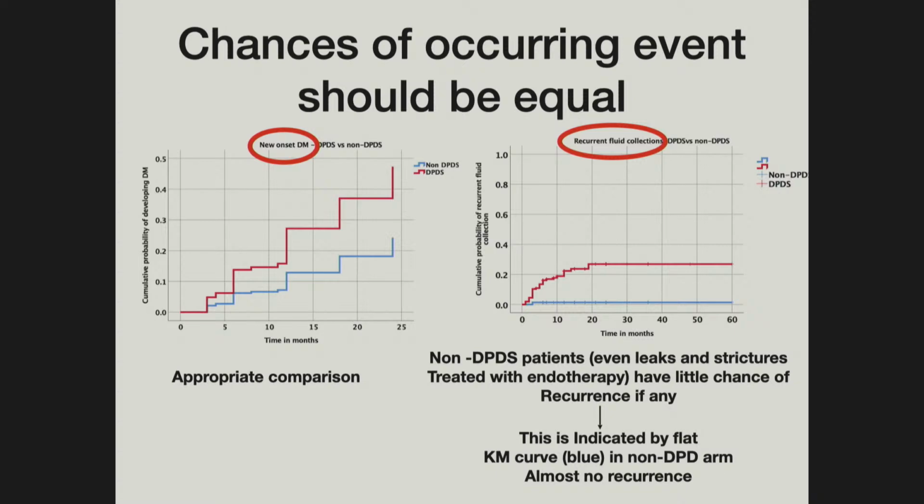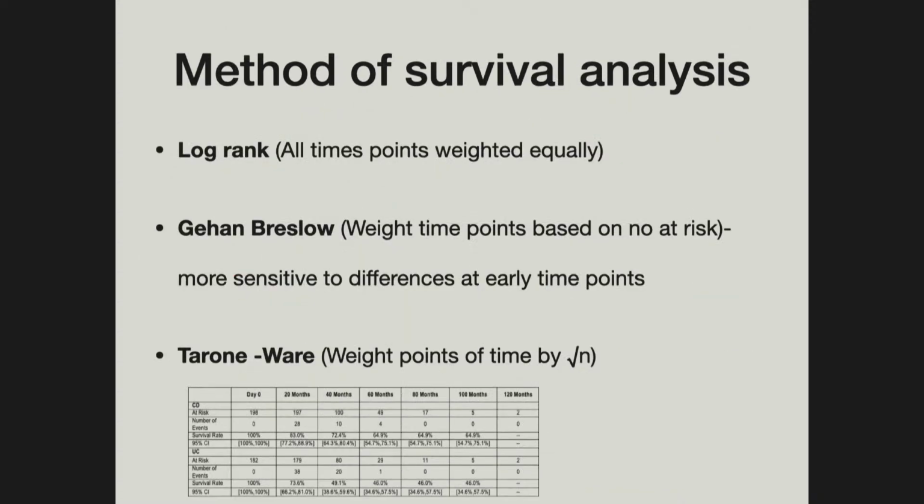These two groups don't have equal probability of developing a fluid collection, whereas in the left-sided curve, developing new onset diabetes is almost equal between the two groups. So how can you know that?